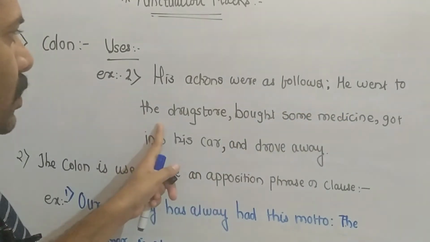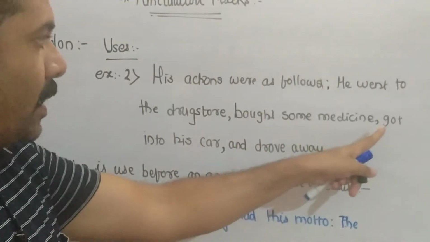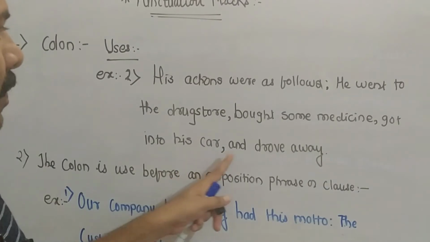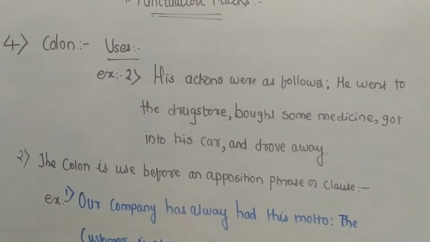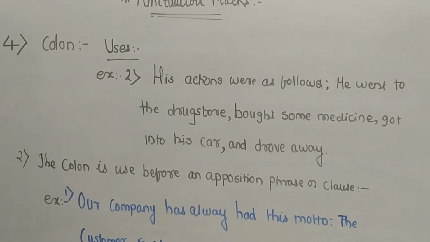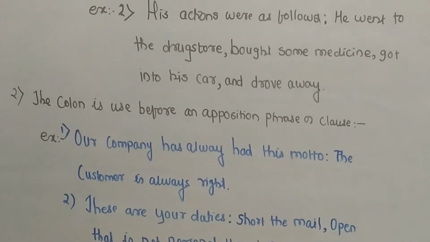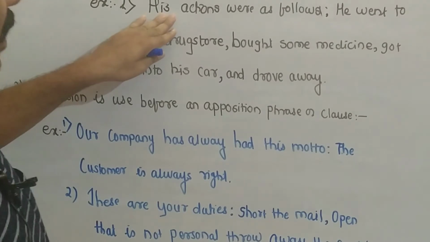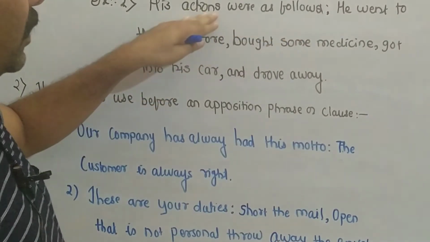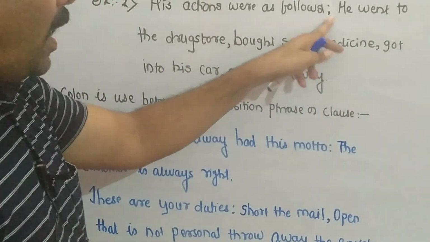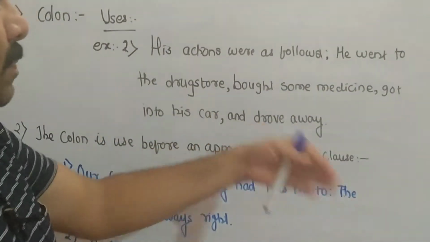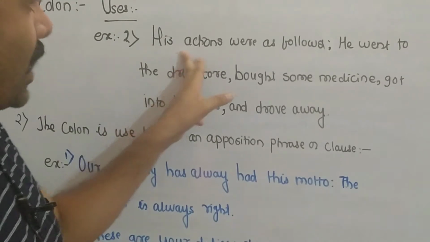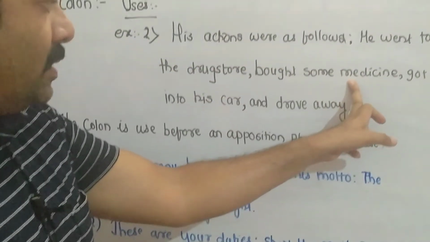He went to the drugstore, bought some medicine. Here is the semicolon. Bought some medicine, got into his car and drove away. So when we read any books or English language, at that time we understand that here is the colon. Then we take the strongest pause, and then we come to know what the next part of the sentence is. We come to know his actions in the next part of the sentence.